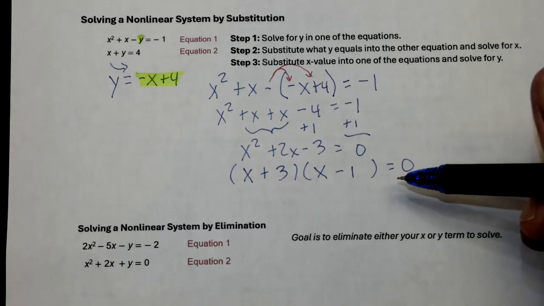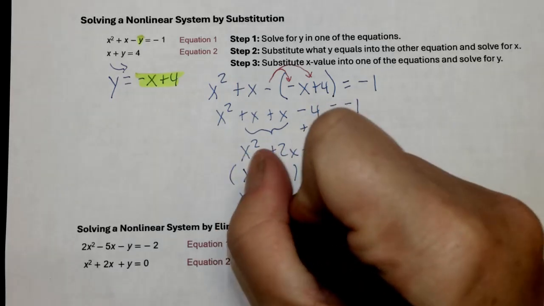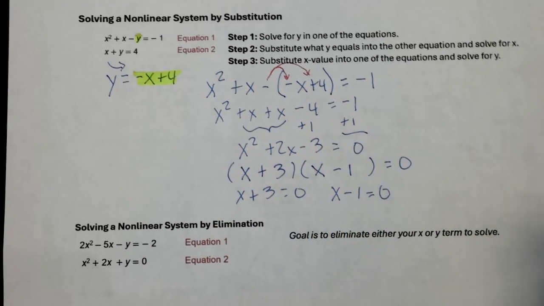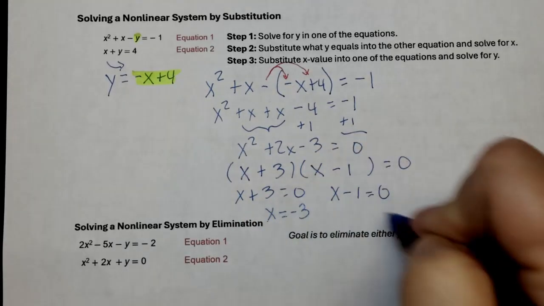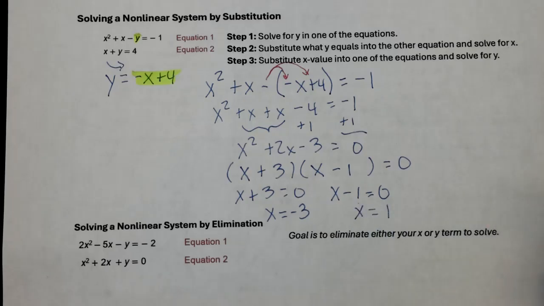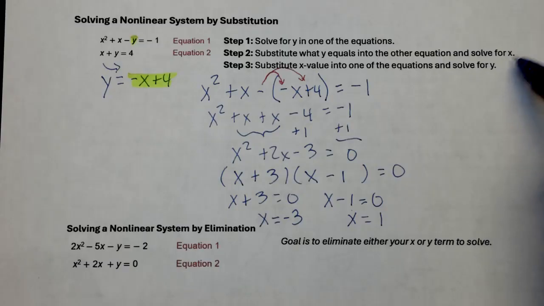Now, how do we find the solutions? We have to set each factor equal to 0. So we got x plus 3 equals 0, x minus 1 equals 0, and solve. So if x plus 3 is equal to 0, then we know x is -3. X minus 1 is equal to 0, we know x is equal to +1. All right, so we have our x values. We solved for x. What is next?